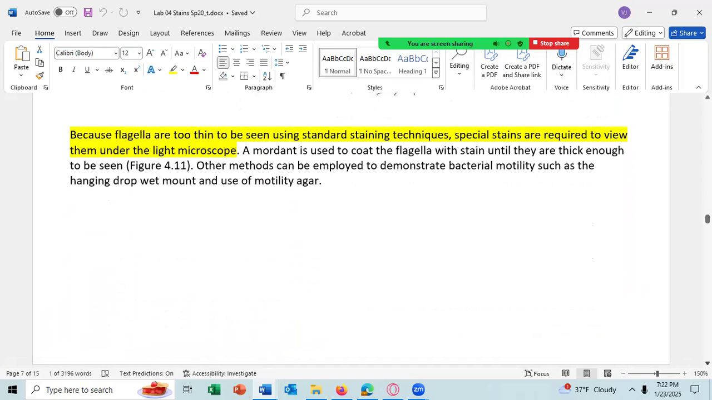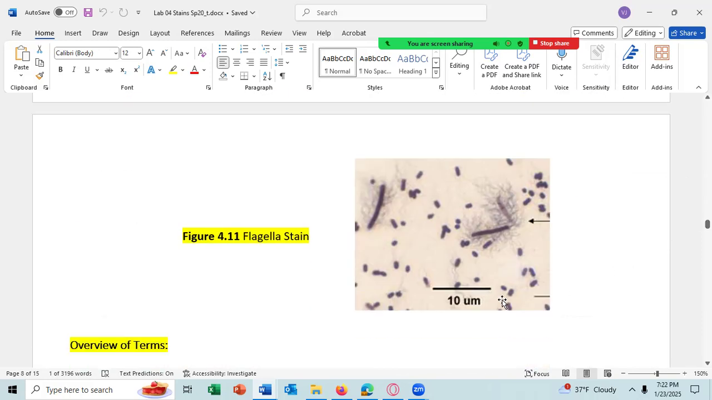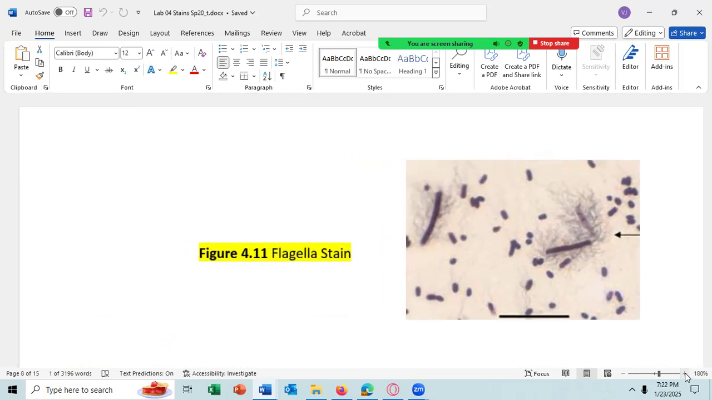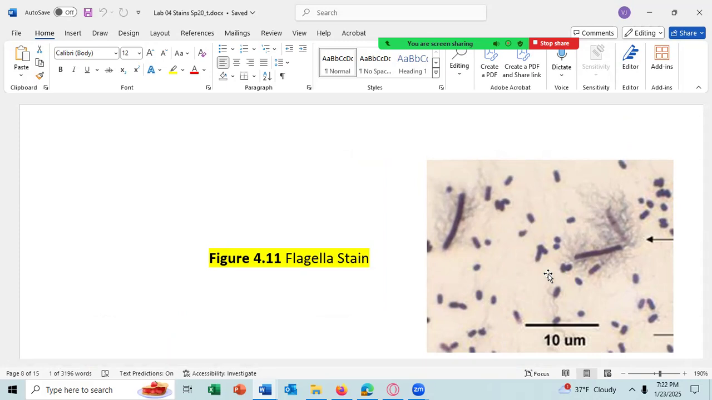All right, flagella are too thin to be seen with standard staining techniques, so you need special stains to view the structure under the light microscope. And with the flagella stain, most of them, what they do is they just coat the flagella as well as the entire stain with multiple coatings, and then you can start to see the flagella. And with just one coating, you won't be able to see the flagella because there's not enough there to view.